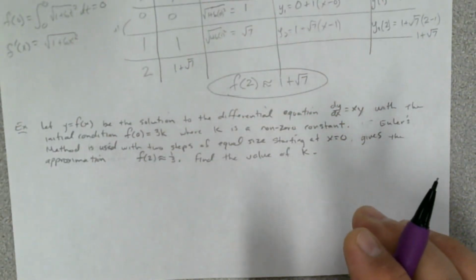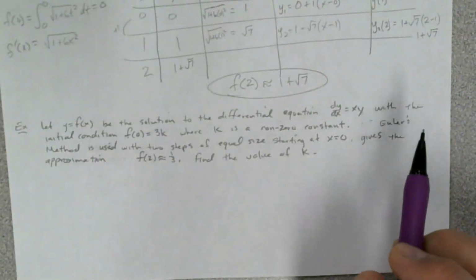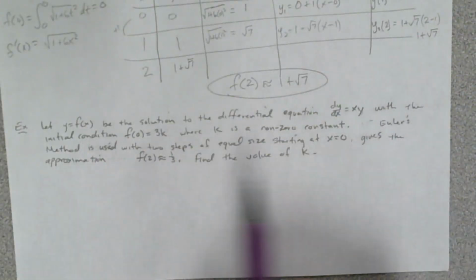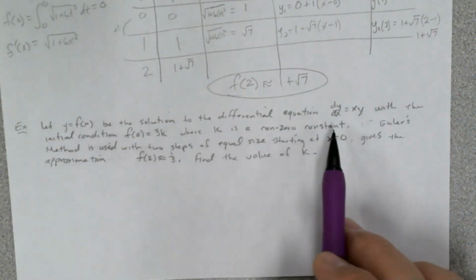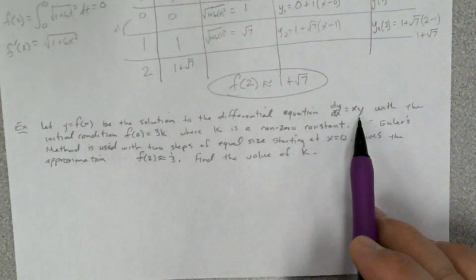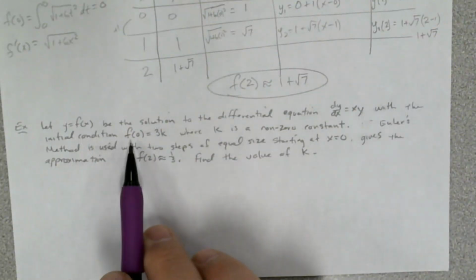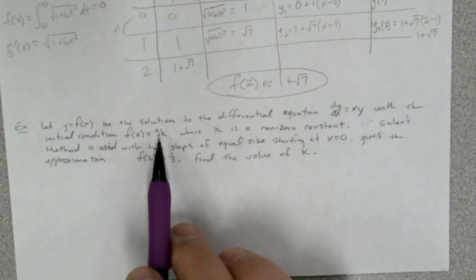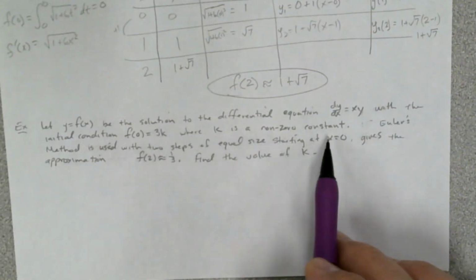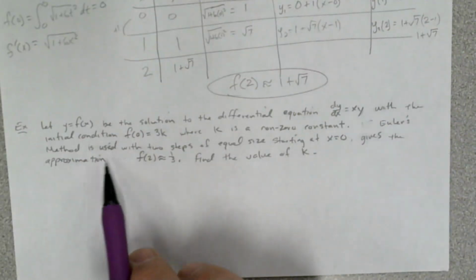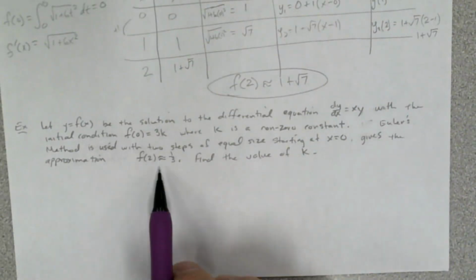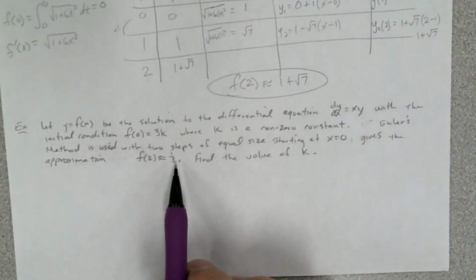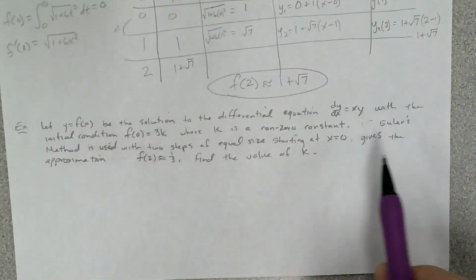Last example right here. Little twists on things, so let's see how it all plays out. Here's y equals f of x, the solution to the differential equation dy dx equals x times y, with the initial condition that f of 0 is 3k, where k is some non-zero constant. Euler's method is used with two steps of equal size starting at 0 and gives the approximation f of 2 is approximately 1/3. Find the value of k.